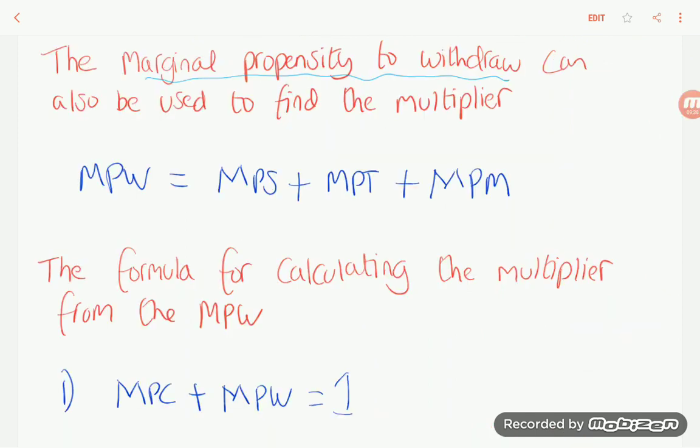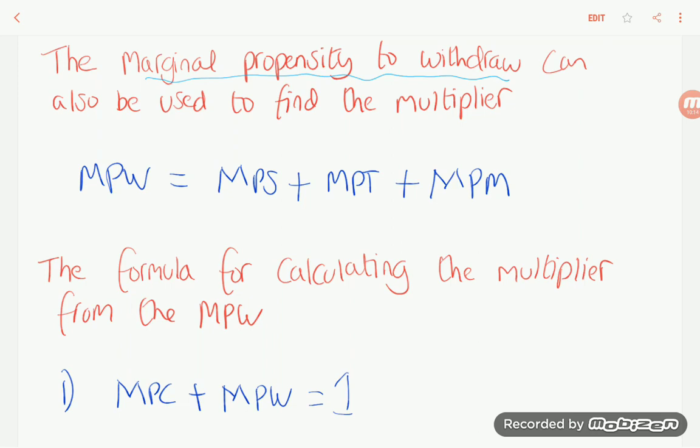The marginal propensity to withdraw can also be used to find the multiplier. So, there's also another approach to working out the multiplier. Instead of looking at what proportion of extra income is spent, you can instead look at the proportion of extra income that's withdrawn from the economy. The extra income can be withdrawn from the economy by being saved, being paid to the government in taxes, or being used to import goods from abroad. The marginal propensity to withdraw, MPW, is the proportion of any new income that's withdrawn from an economy.